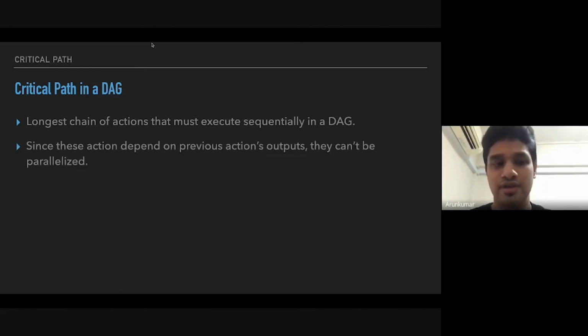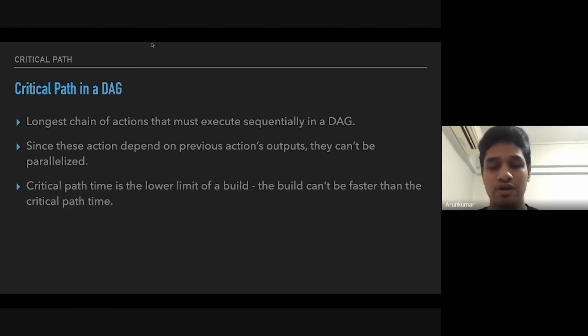So what they're saying is that the longest chain of actions, such actions that must execute sequentially, is called a critical path. And since these actions depend on the previous actions output, they can never be parallelized, right? So same example, signing will never happen without packaging being done. So even when we throw multiple cores at it, that is not gonna be parallel. With that said, the critical path execution time is the lower limit of your build.